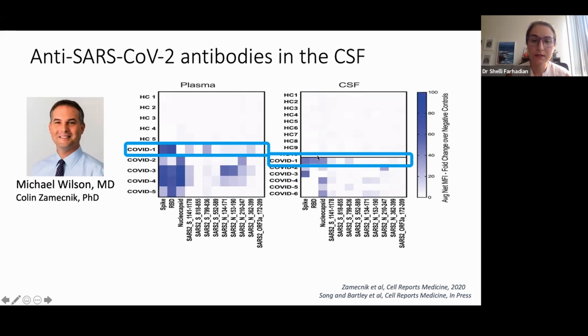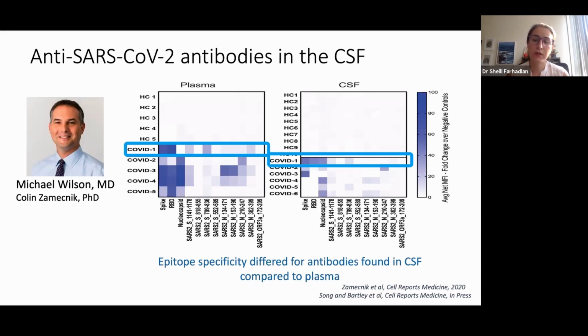So for example, in the CSF, we can pick up the presence of anti-nucleocapsid antibodies, whereas those were not present in the plasma. And when we look at the other participants in the cohort, we likewise find that the epitope specificity differed for the antibodies found in the CSF compared to the plasma. These results suggest that antiviral antibodies in the CSF do not simply reflect passive transfer of antibodies from the periphery into the CNS, but rather they suggest that antibodies in the central nervous system may be being produced in response to a local antigen present in the central nervous system. Obviously, this does not prove that, but this is, I think, one step that led us to further try to explore that hypothesis.